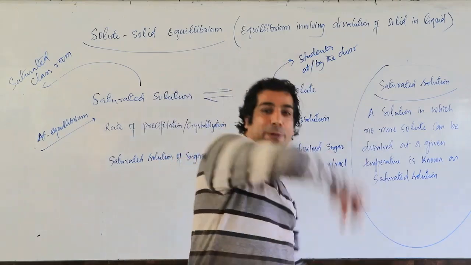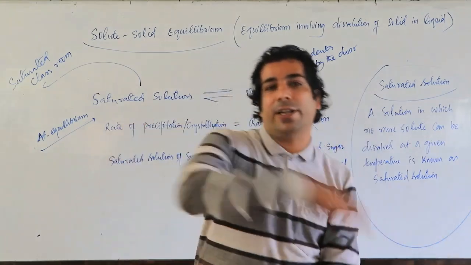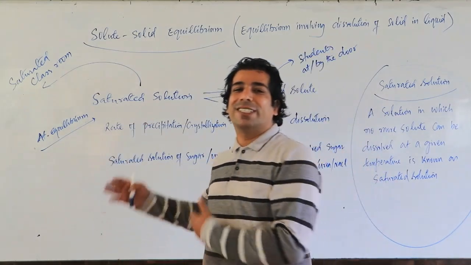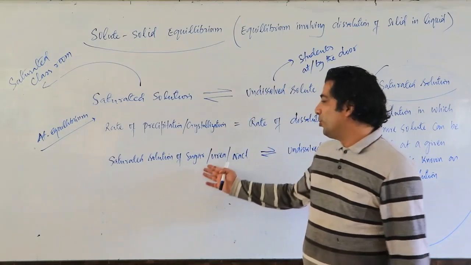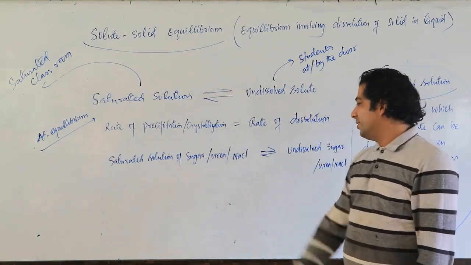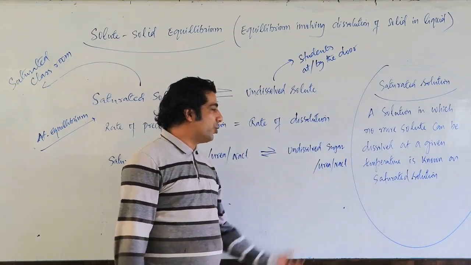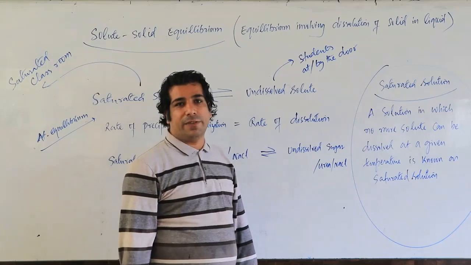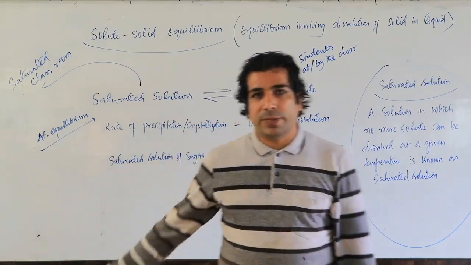That means precipitation is becoming equal to dissolution. 3 are leaving, 3 are entering. So, my dear friends, I hope you have understood it very well. And you can take a saturated solution of sugar, urea and NaCl. And here on this side you have to use undissolved sugar or urea or NaCl, my dear friends. And this is nothing but solute molecules. Make note of this, please.